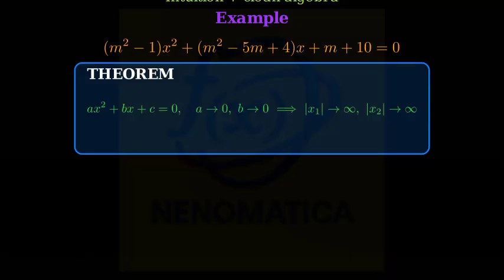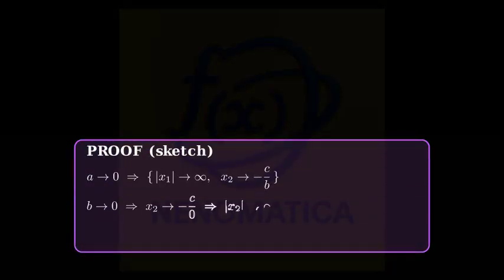A quick proof sketch. If a goes to 0 while b stays non-zero, the quadratic behaves like a very small curvature plus a linear term bx plus c. One root escapes to infinity, and the other tends to minus c over b. If b also goes to 0, that remaining root becomes minus c over 0, which diverges, so its magnitude goes to infinity too. Now, we apply the theorem to our equation.